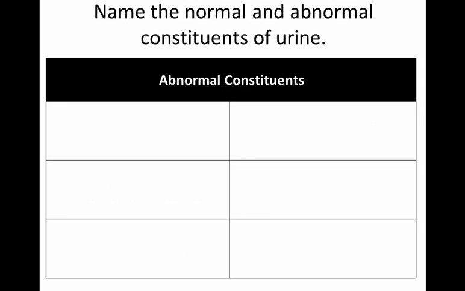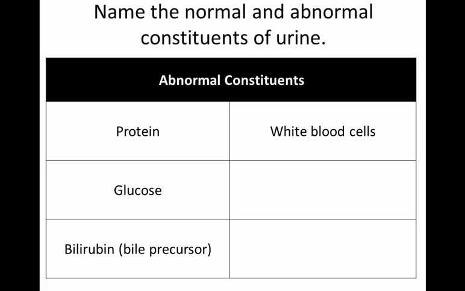Some of the abnormal constituents of urine include protein, glucose, bilirubin, which is a bile precursor. Remember, bile is ultimately made in the liver and is then secreted into the intestines. White blood cells, red blood cells, and hemoglobin.